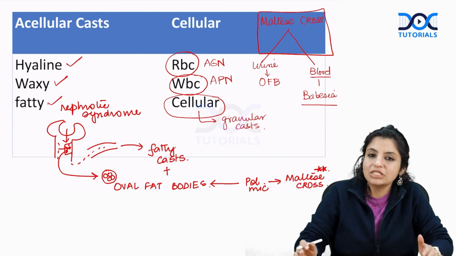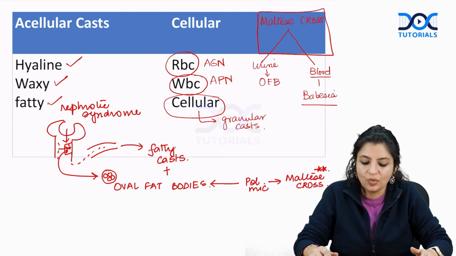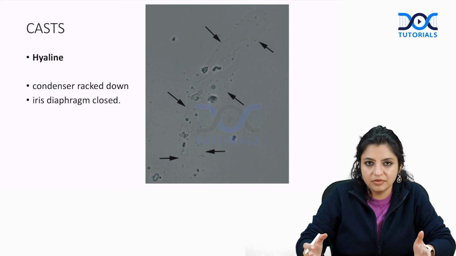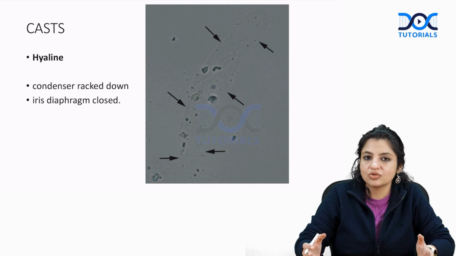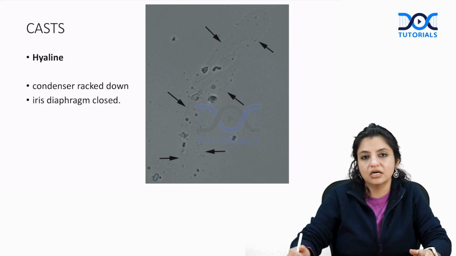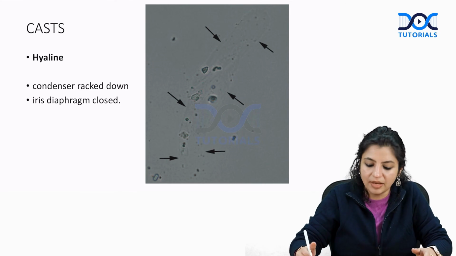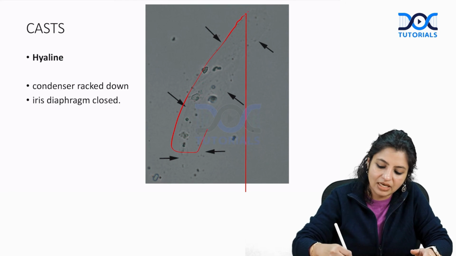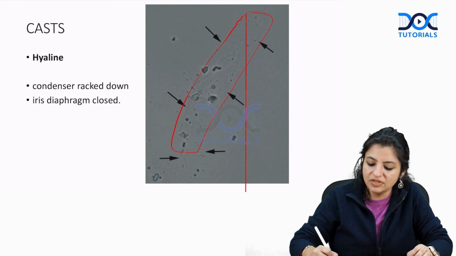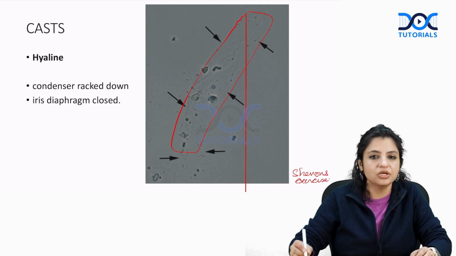Once you're clear with this, let's look at them one by one. Look at this cast here. You can't even see it well under the microscope, so you close the diaphragm, put the condenser down, and then you see some hyaline material. These are called hyaline casts, and they are even seen when a person has strenuous exercise. This is one of the most common casts seen in the urine.